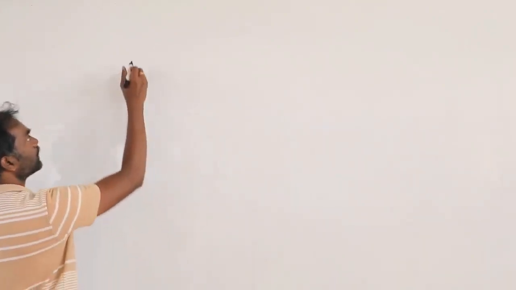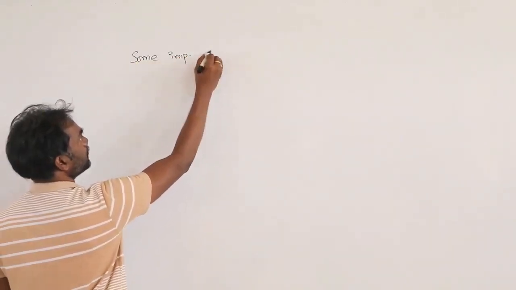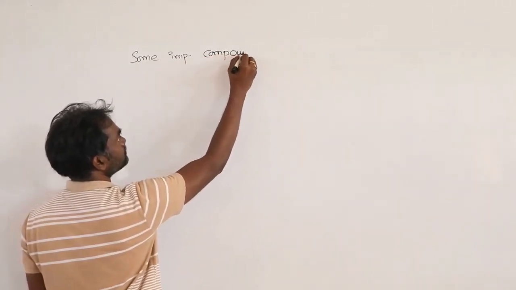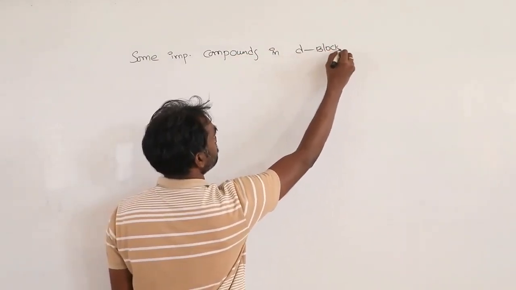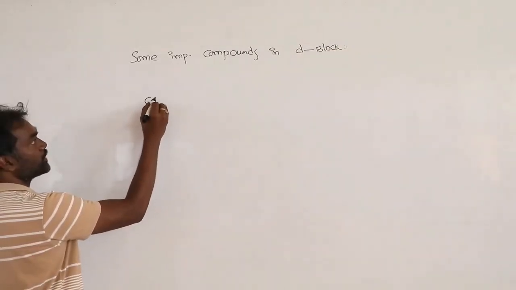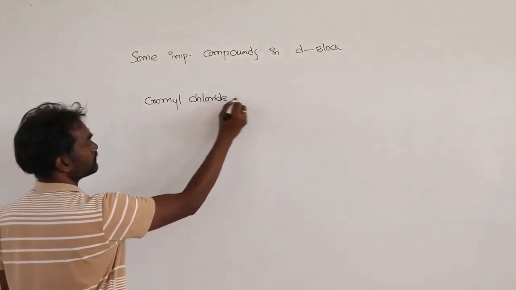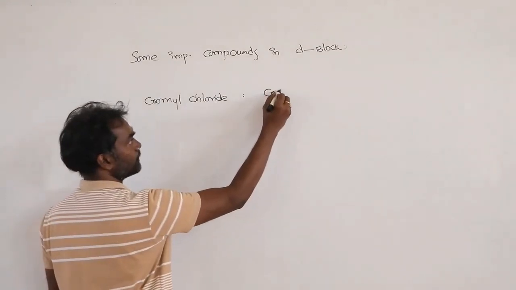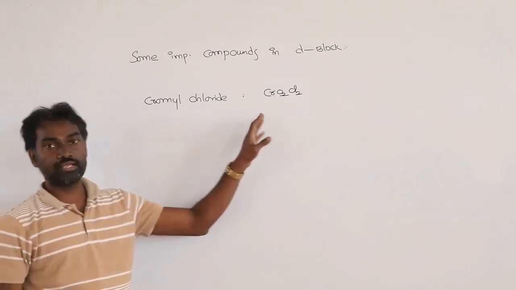Good morning, students. In the last class, we completed D block elements. In that, some important compounds in D block. See, some. So you take chromium chloride, so formula CrO2Cl2. So in entrance examinations, they will directly ask compounds.